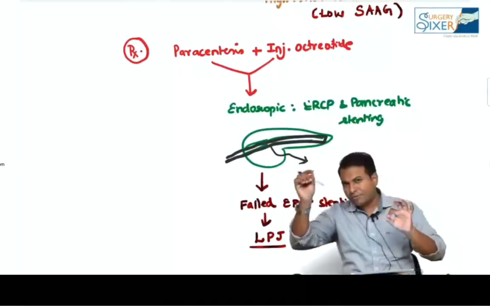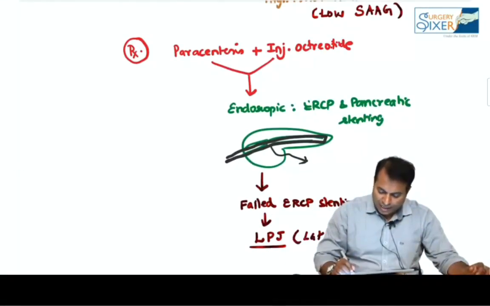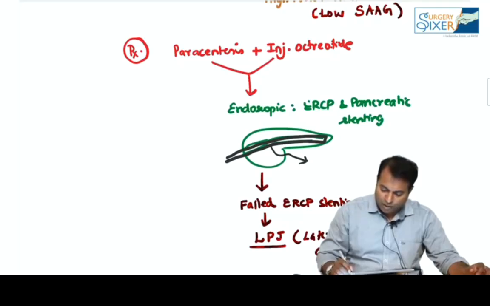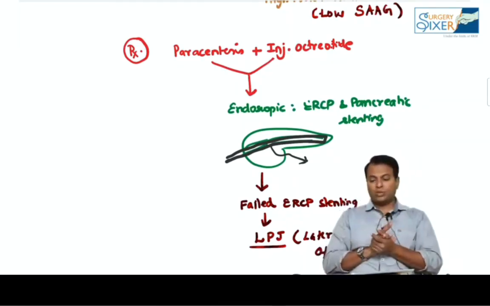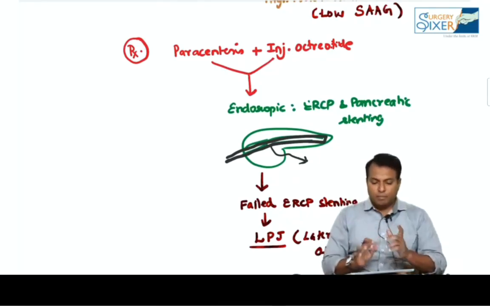done. So we open out the duct fully and we do a pancreaticojejunostomy known as lateral pancreaticojejunostomy operation of Puestow will be done. Please don't forget, of Puestow will be done. So lateral pancreaticojejunostomy of Puestow will be done for those patients. So these are the points you should not forget in pancreatic ascites.